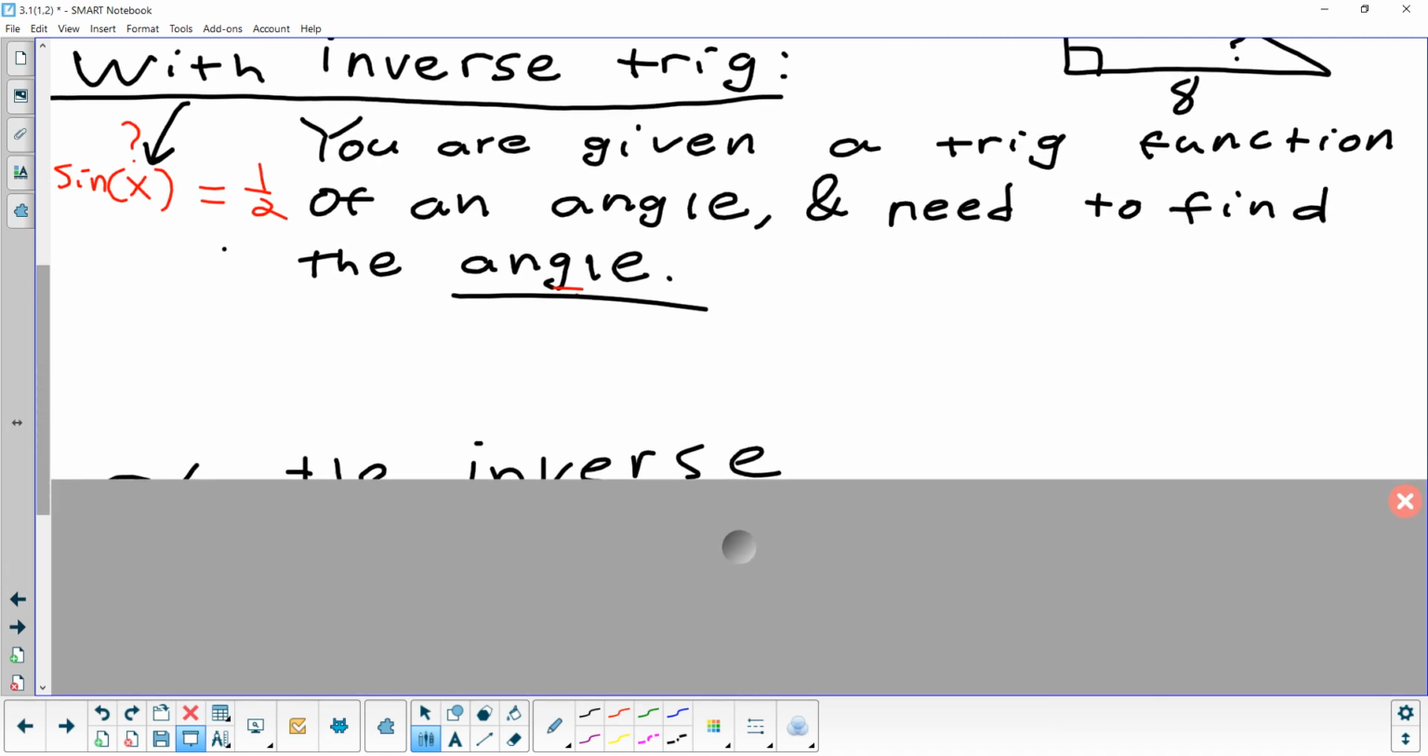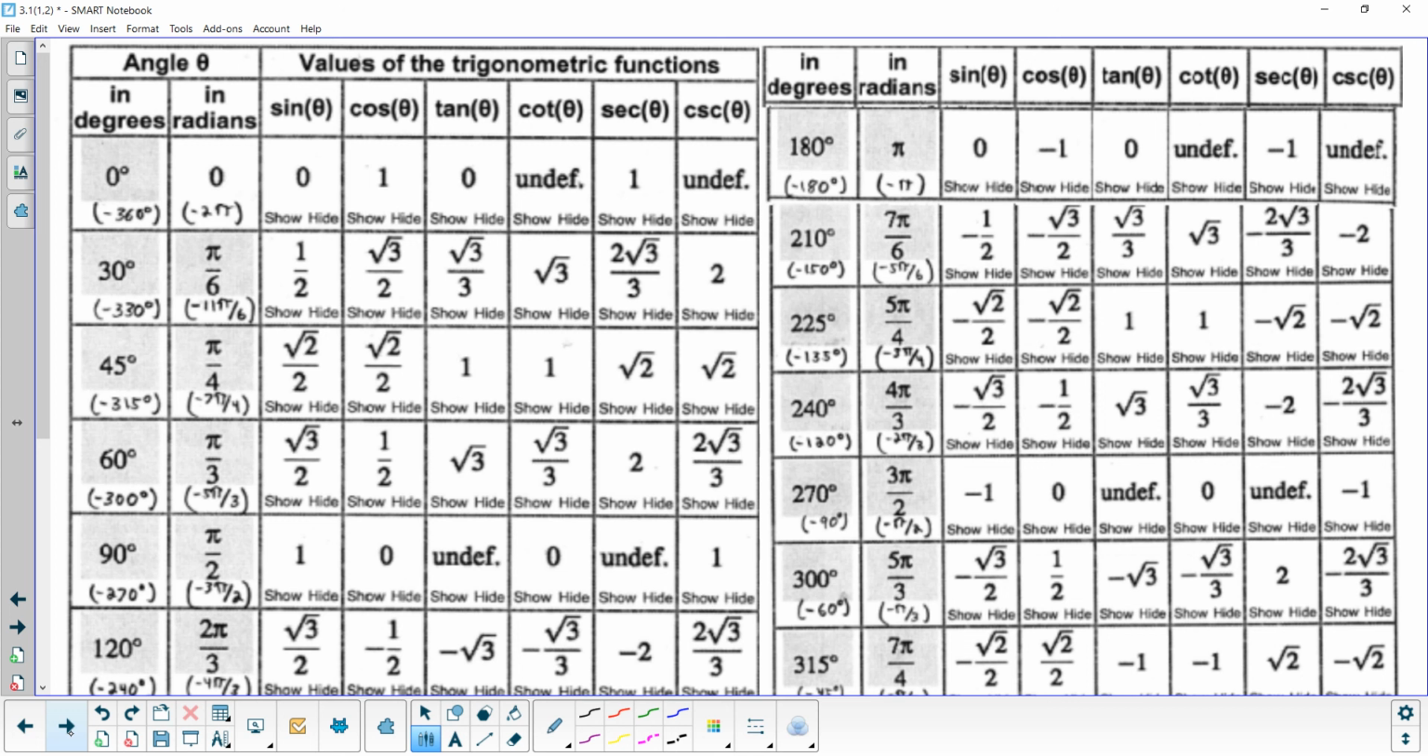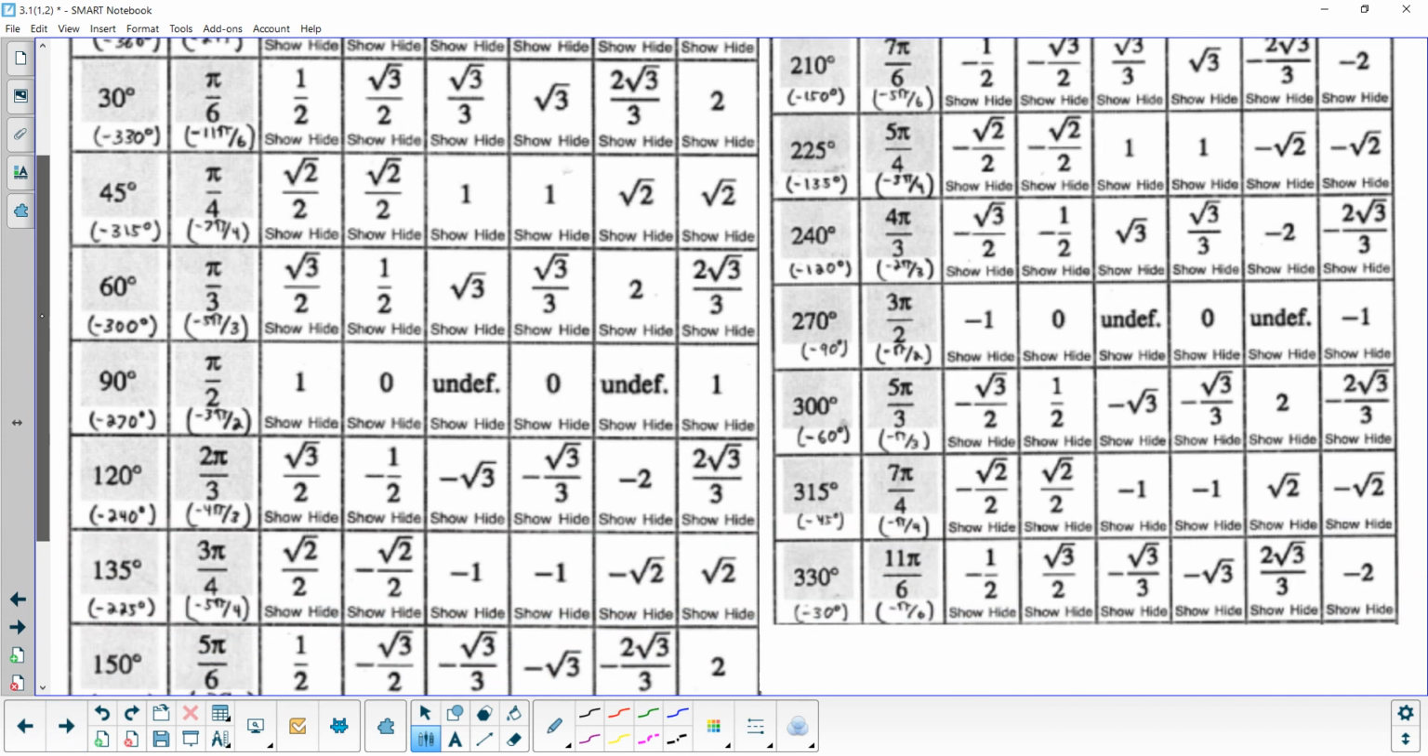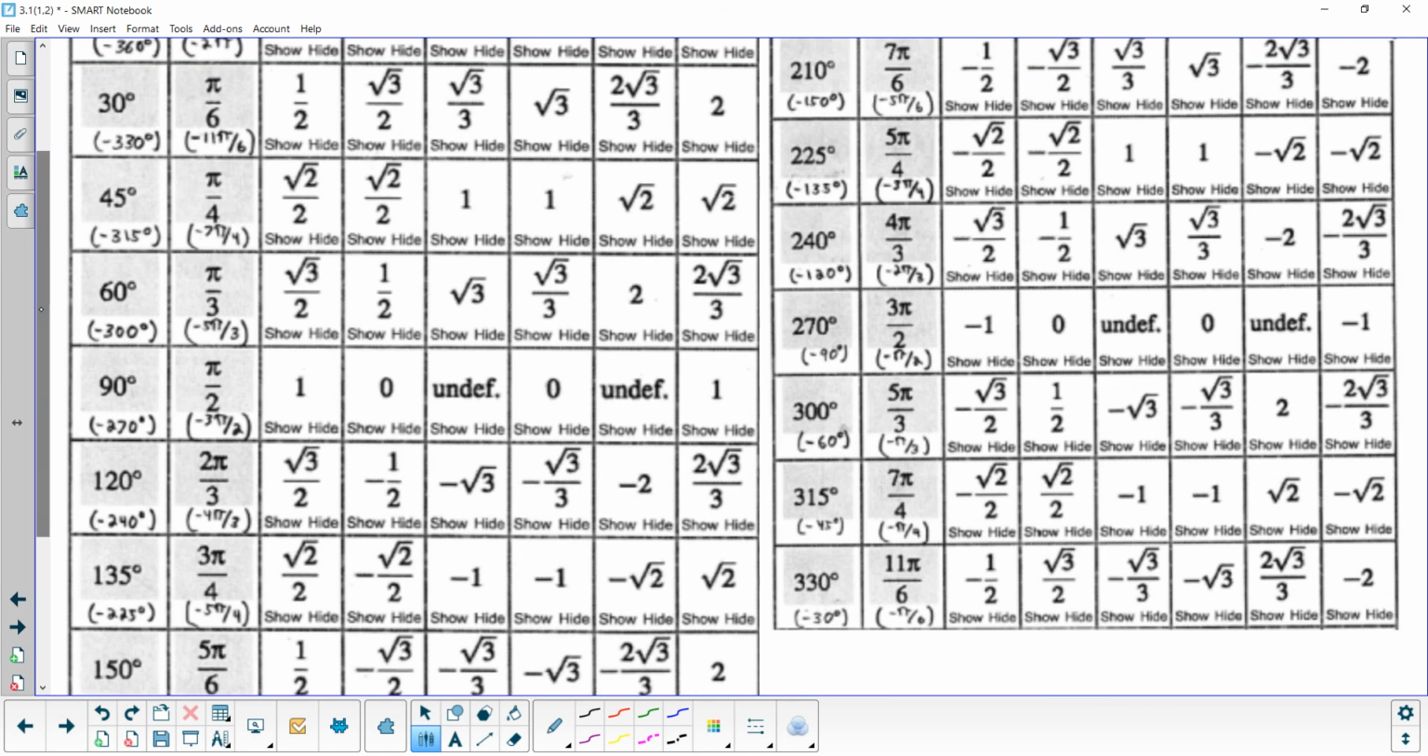So let's look at this chart again for a second. You're going to notice I can't put every single angle that exists on this chart, right? There's too many. So the only ones you're going to see on this chart are ones that are multiples of 30 and 45. This chart has them as positives, and it has them all as negatives. That's what's in parentheses below it.